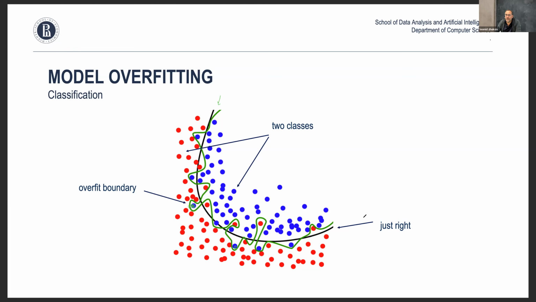Again, it's very easy to visualize and understand this when you have a two-dimensional problem, right? If you have 50 dimensions, which means 50 variables, it's going to be much, much harder to understand what is just right. And we'll teach you some metrics you can use to understand that.